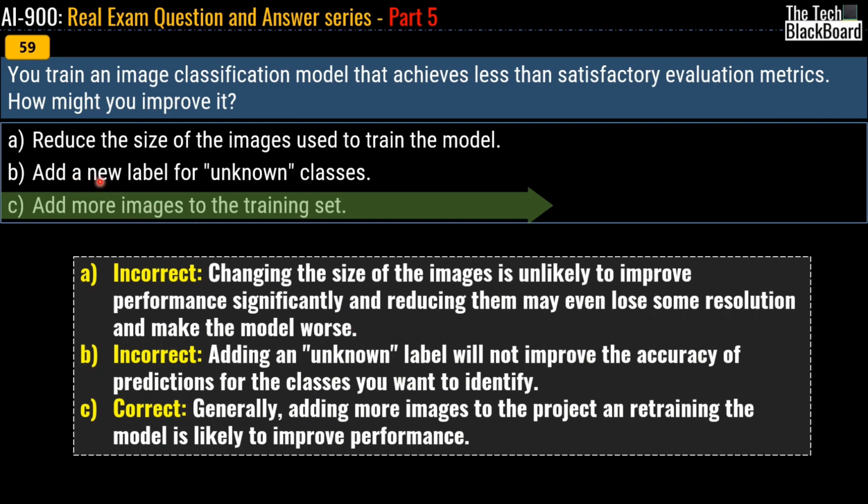Then moving on, option B, which asked us to add a new label for the unknown class. This is also an incorrect option. The reason is that adding an unknown label will not improve the accuracy of the predictions for the classes you want to identify. And the reason for option C as a correct option is that generally adding more images to the project and retraining the model is likely to improve the performance. And that makes option C the correct option.